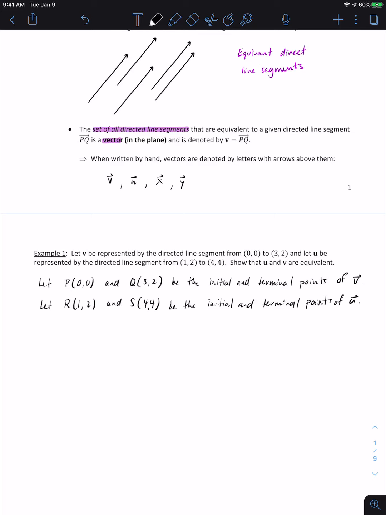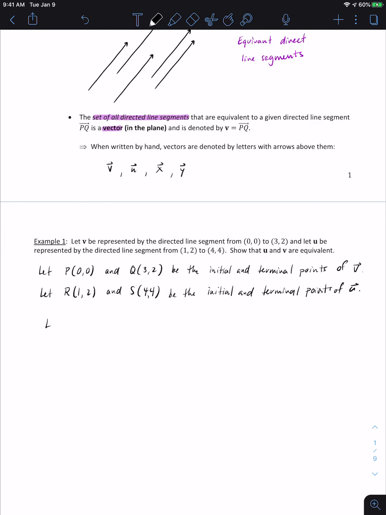Now, for u and v to be equivalent, we need to check their length and their direction. So let's look at their length. I have two points and I want to find the length between them, so in order to find the length of these vectors, I'm going to use the distance formula.